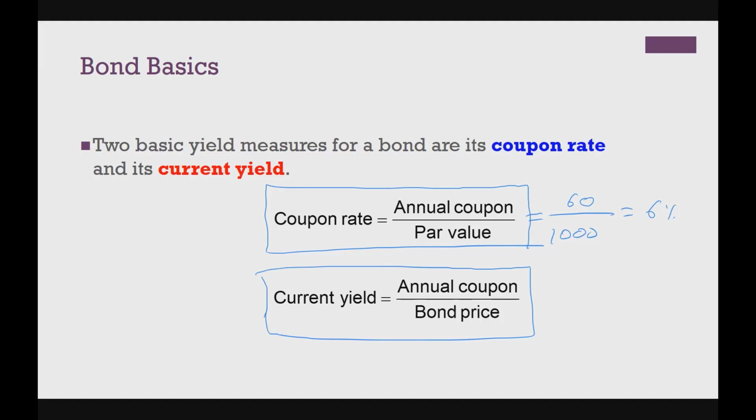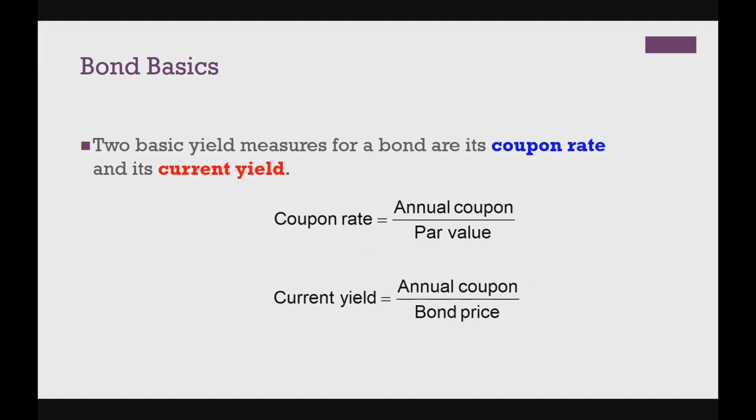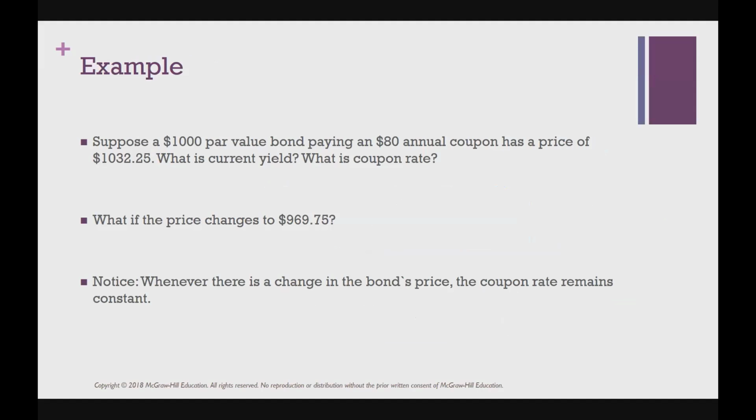Then the other definition is the current yield. Current yield is the annual coupon, which is $60 in this example, divided by the bond price. Currently, we don't know the price of this bond. Whatever the price is, we are going to divide $60 by the price. In the next example, I will explain this better. Suppose a $1,000 par value bond paying an $80 coupon has a price of $1,032.25. It asks us two things, the current yield and the coupon rate.